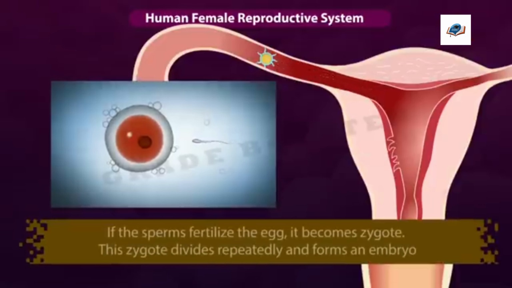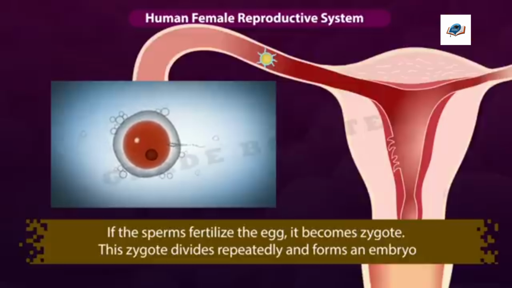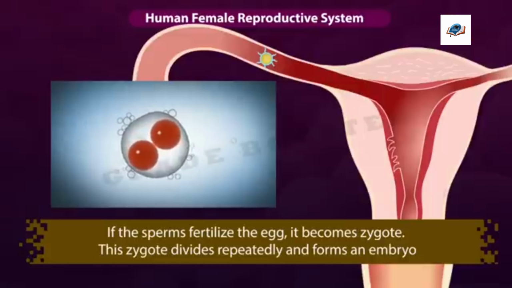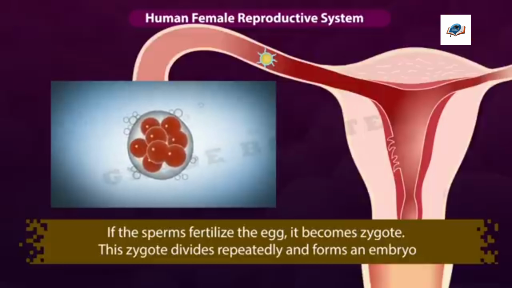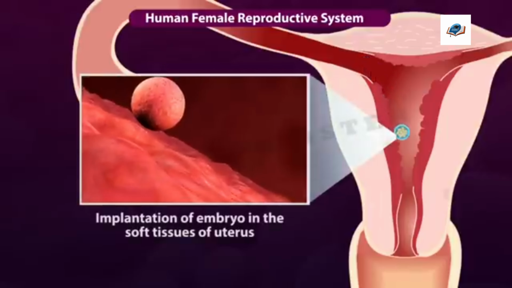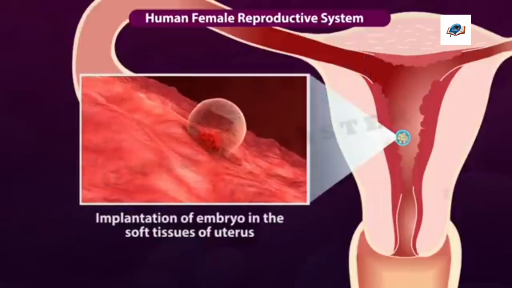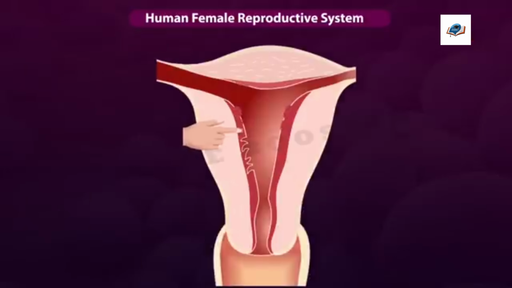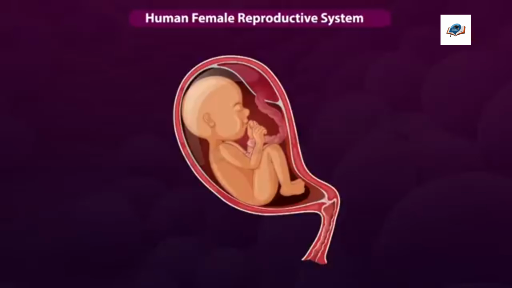If the sperm fertilizes the egg, it becomes a zygote. This zygote divides repeatedly and forms an embryo. This embryo moves towards the uterus and gets implanted in the wall of the uterus. The lining of the uterus grows new tissues and blood vessels to accommodate the embryo. After implantation, the embryo grows into a fetus.